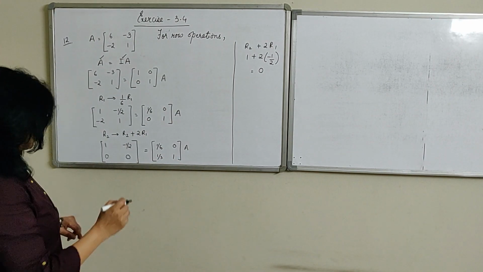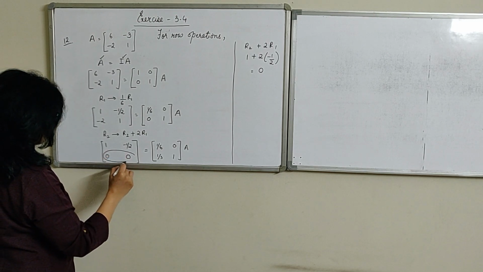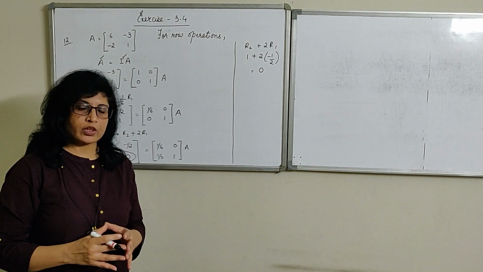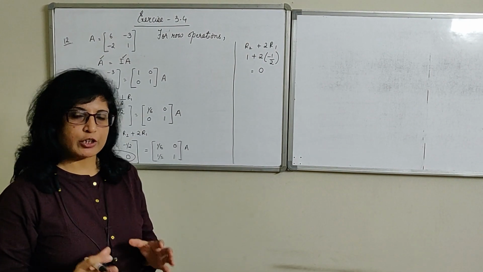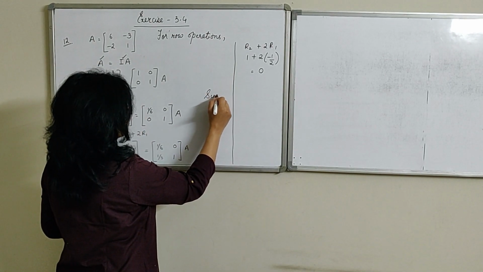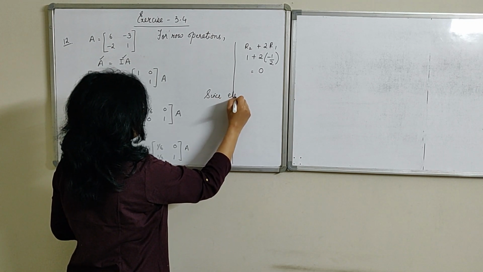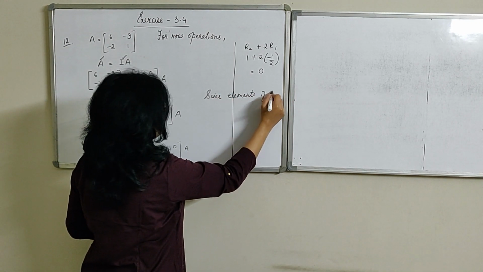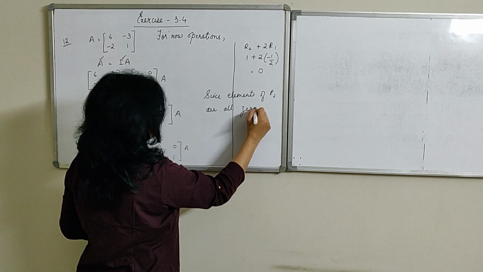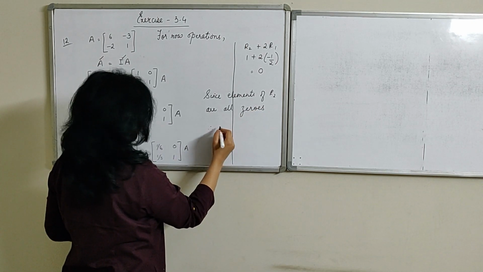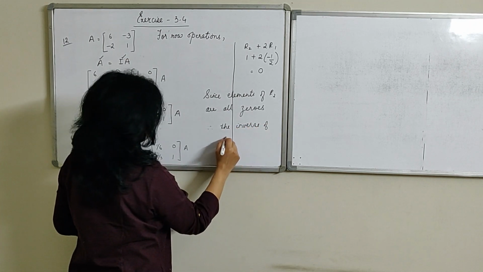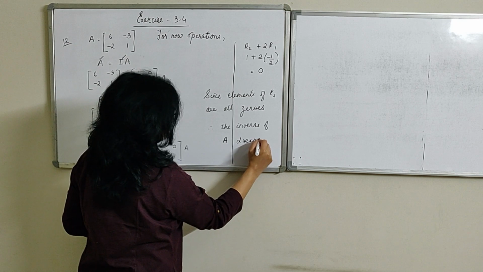After this step, you will notice that elements of a row have converted into a 0. If this happens, that means the inverse of the matrix does not exist. In this case, you can write down, since elements of R2 are all zeros, inverse of A does not exist.